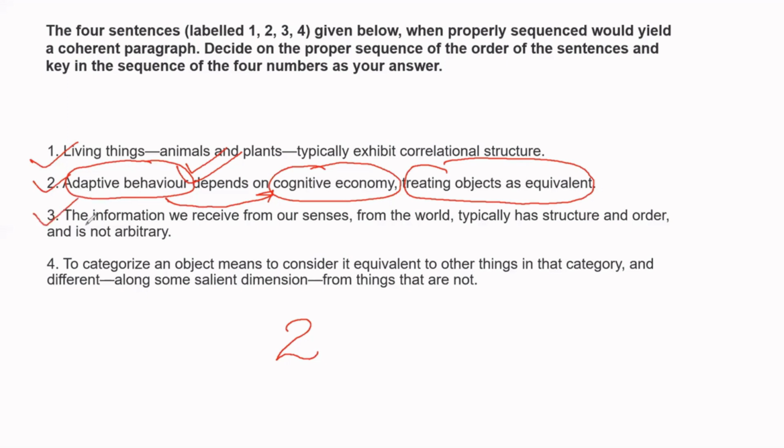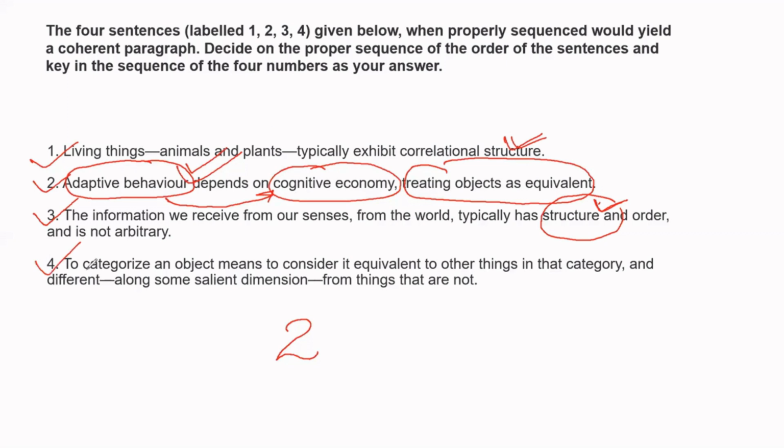Sentence number 3. The information we receive from our senses from the world typically has structure and order and is not arbitrary. Now, if you look carefully, the key takeaway from this sentence is that it mentions structure, and sentence number 1 also mentions structure. So there has to be some relation between 3 and 1. Again, it is a hit and trial. I can be wrong, but in the first read, it appears that 1 and 3 have some relation.